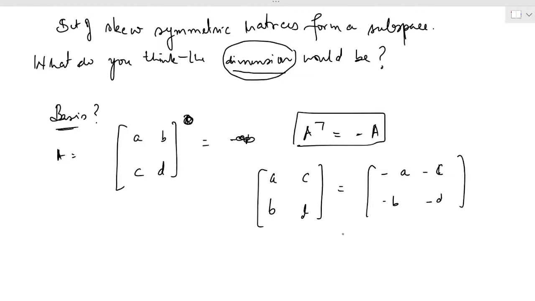So what does it imply? It implies that my A should be equal to minus A, which implies A should be equal to 0. A was simply A, B, C, D, right? So A would be equal to minus of A, B would be equal to minus of C, or you can say that C should be equal to minus of B, whichever way suits you, and also that D should be equal to 0.